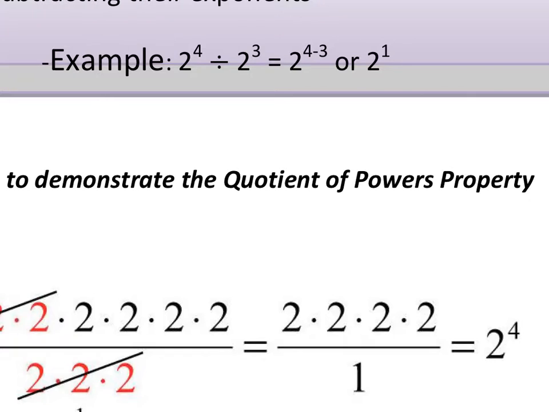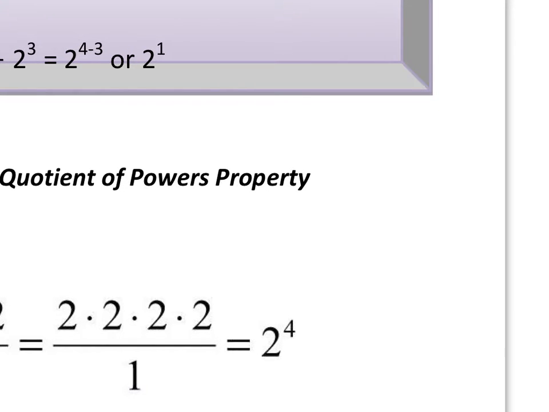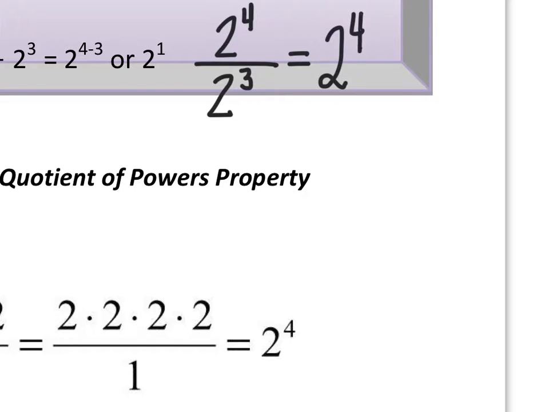You can see in our example, we have 2 to the 4th divided by 2 to the 3rd equals 2 to the 4 minus 3, or 2 to the 1st. We can rewrite this as 2 to the 4th over 2 to the 3rd. Also, 4 minus 3 gives us 2 to the 1st.